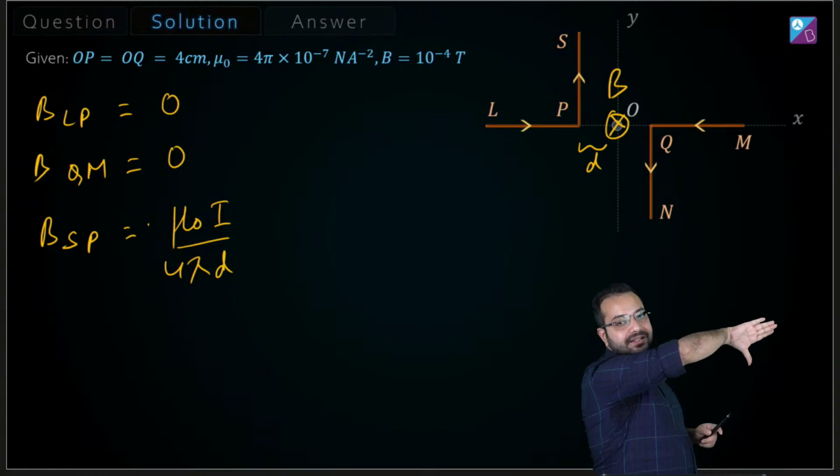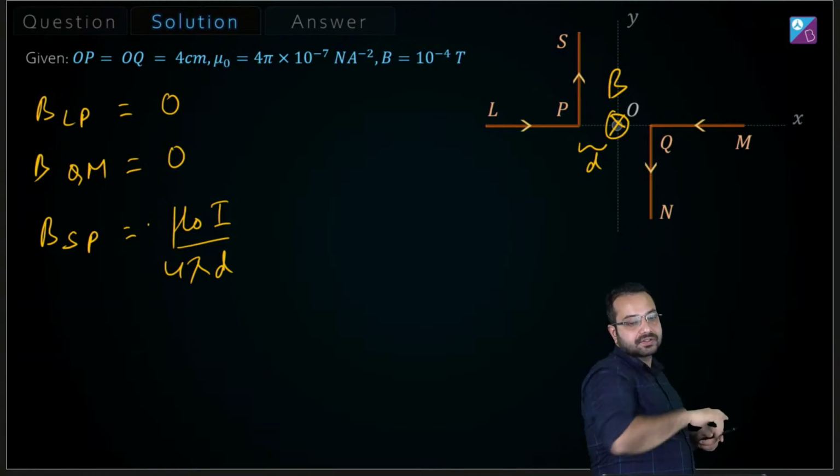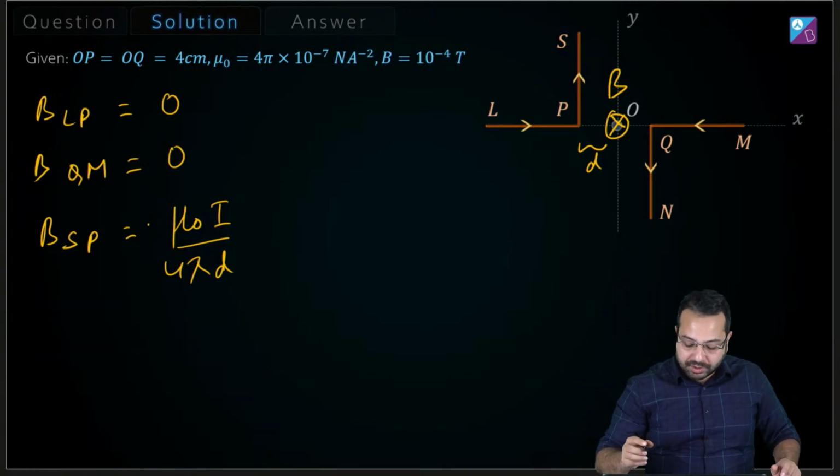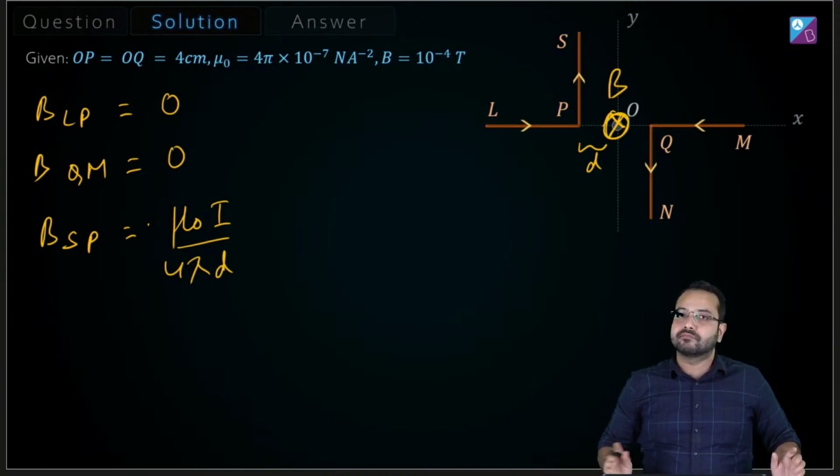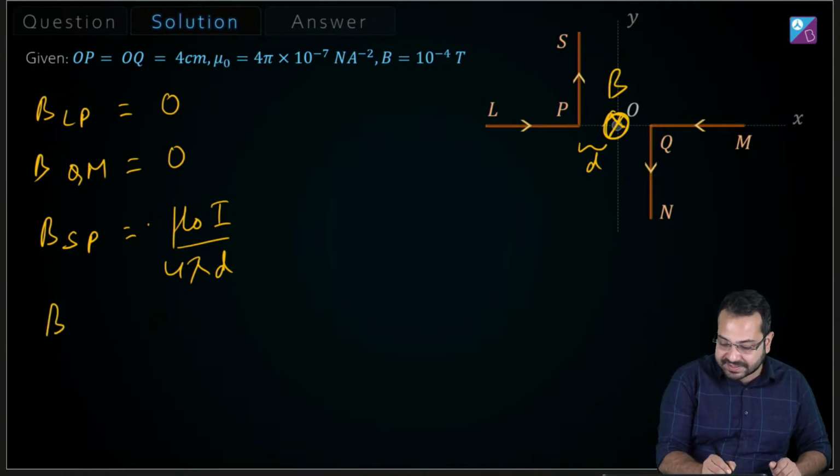I'm going to place it like this, and then I'm going to curl my fingers. Okay, so when I curl my fingers, what is it going to be? It is again going to go into the plane of the screen, correct? Can you see that? It is again going to go into the plane of the screen. So because of the segment QN also, it is going to be mu naught I upon 4 pi d.